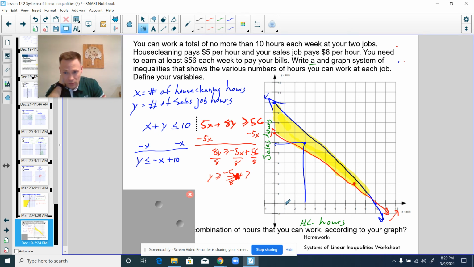Or I can work 1 hour at the house cleaning job because maybe I hate it, and I can work 8 hours at my sales job, whatever the case may be, right? So these are all my options that we can use for that scenario.